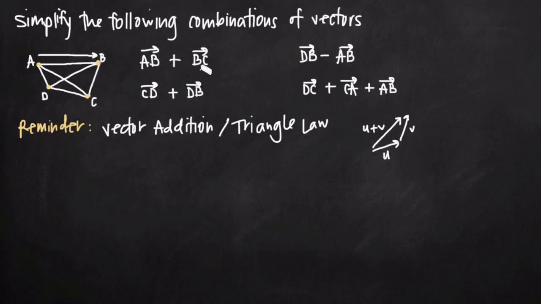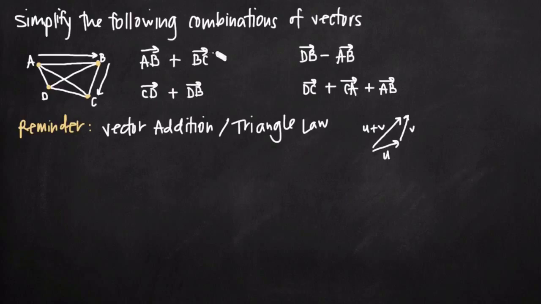We want to add to that the vector BC, which has an initial point of B and a terminal point of C, starts at B, and goes to C like this. So we have these two vectors. What's the result if we add these two vectors together? And this is, again, just simple vector addition.